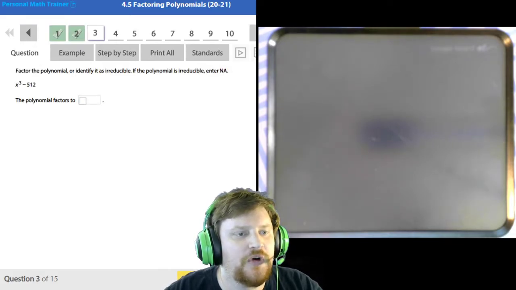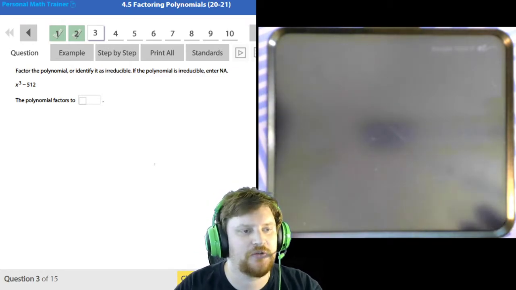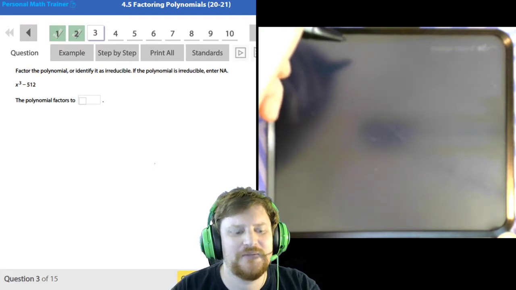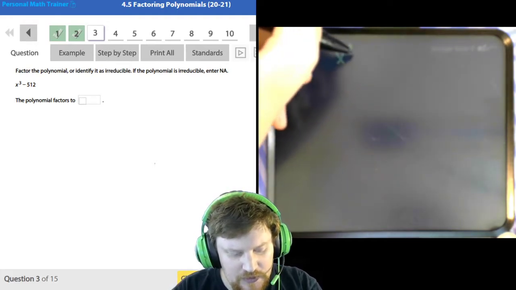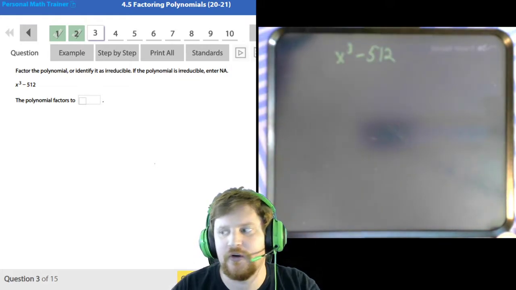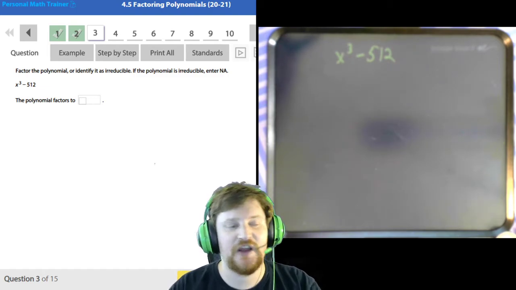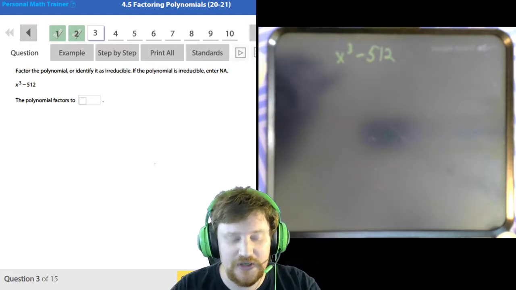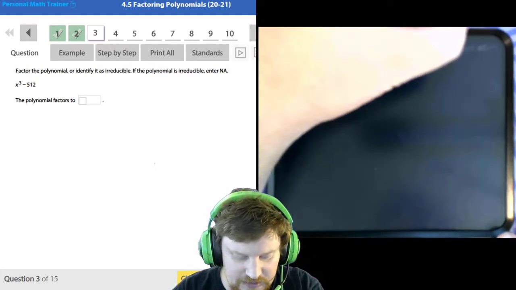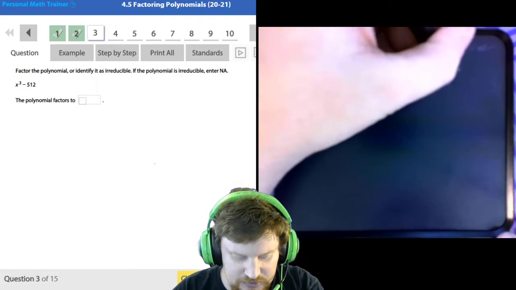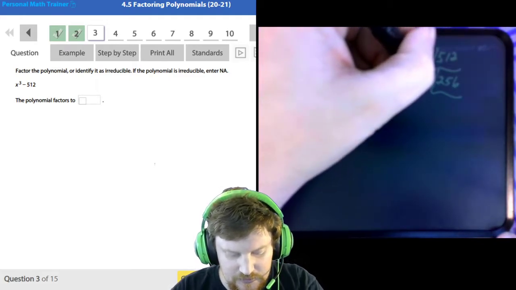Factor the polynomial or identify it as irreducible. If the polynomial is irreducible, enter NA. So same basic question. I have x cubed though, and I know that a lot of times if I see x cubed, then the other number, in this case 512, is going to be a cube also. Unfortunately, if 512 is a cube, I don't know what its cube is. Now I could use a calculator, but I promised you guys I wouldn't. So I'm going to take 512, divide that by 2. That's 256. Divide that by 2.